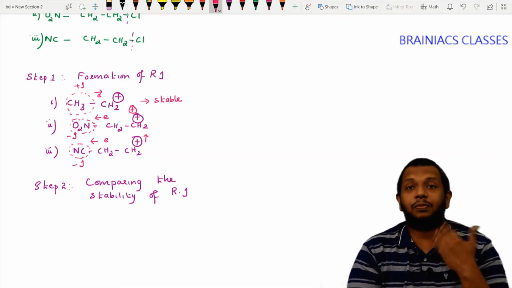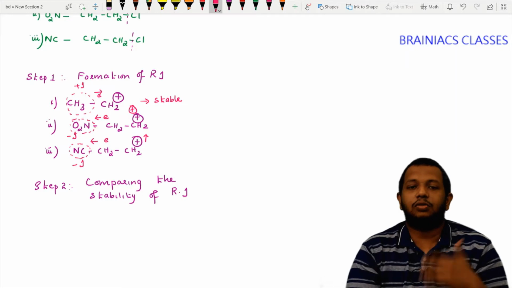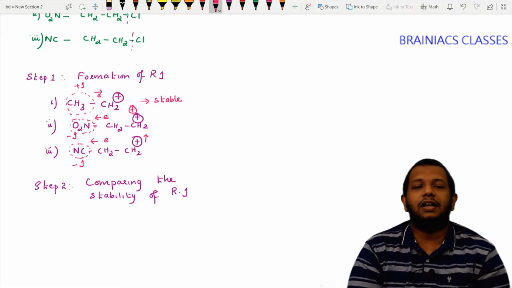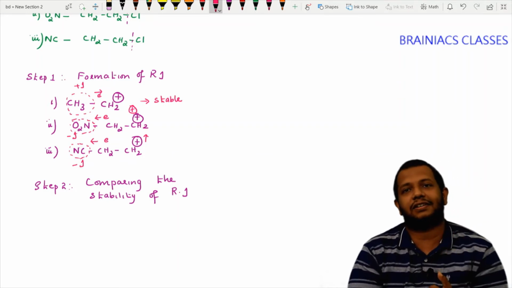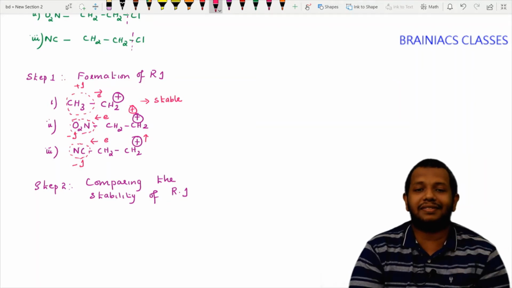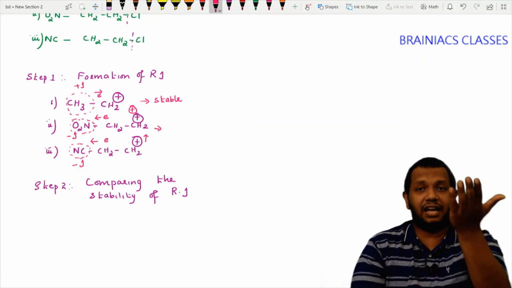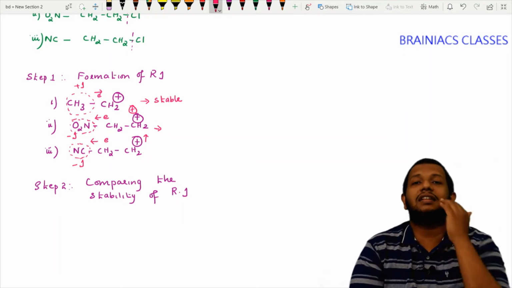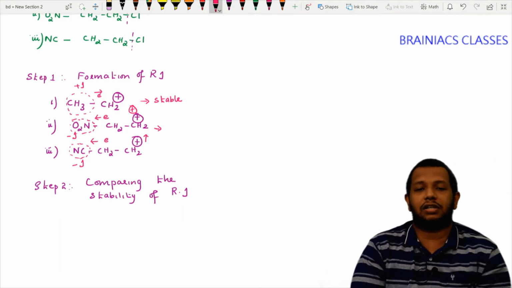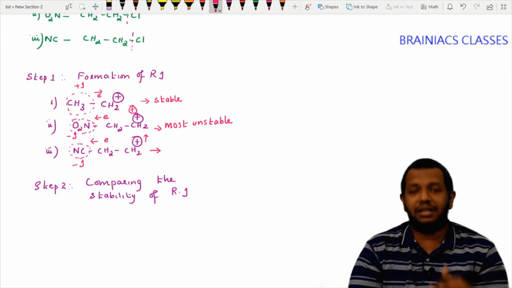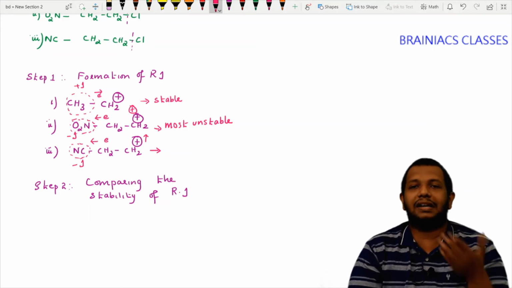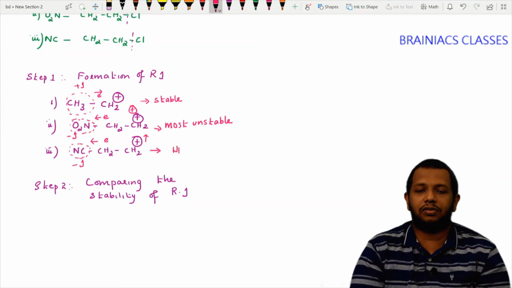Why? Because CH3 has plus I effect, that is pushing the electron to the plus charge, thereby neutralizing the positive charge. But if you see the second and third options, both are unstable because the NO2 and cyanide groups have minus I effect, right? So out of these, the most unstable is the second one, because that is attracting the electrons maximum towards its side, so that the CH2 group has more positive charge. So I can say most unstable. Now the third option, cyanide, has minus I effect, but less than NO2, so this is also unstable.